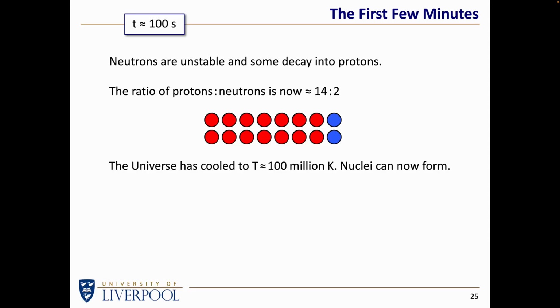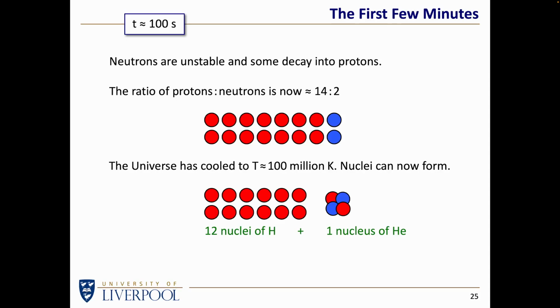And the universe, after 3 minutes, has cooled to about 100 million Kelvin. That means that nuclei can now start to form. In other words, protons can start to get together with neutrons. They want to do that because protons and neutrons, when they get together, can make a very stable structure. In other words, the universe wants to make this. 2 protons and 2 neutrons is a particular structure which is extremely stable. It's called an alpha particle, also called the nucleus of a helium atom.